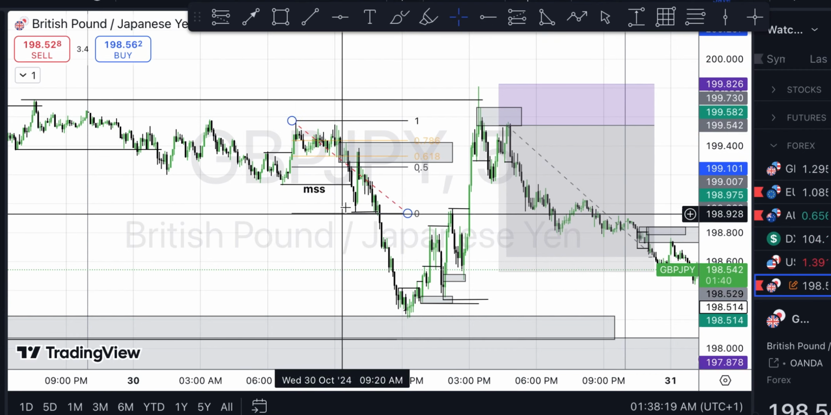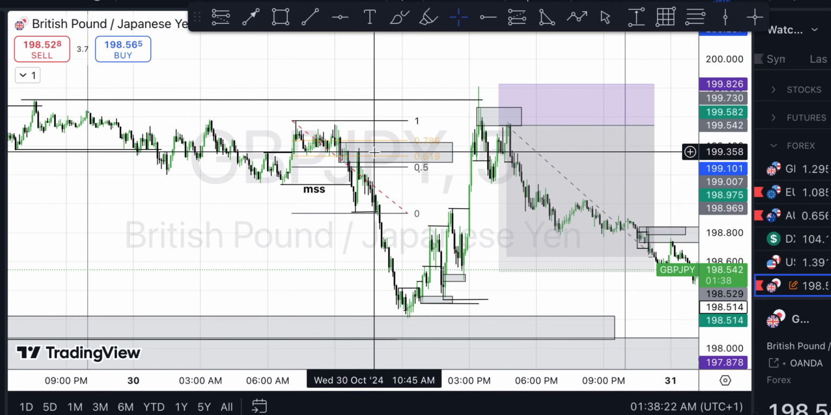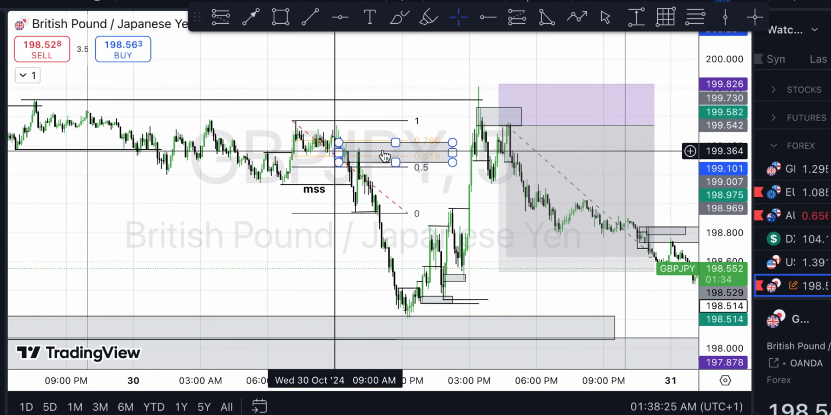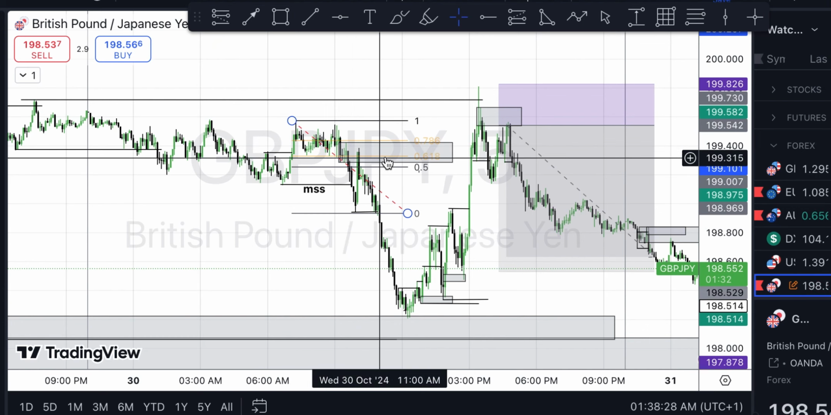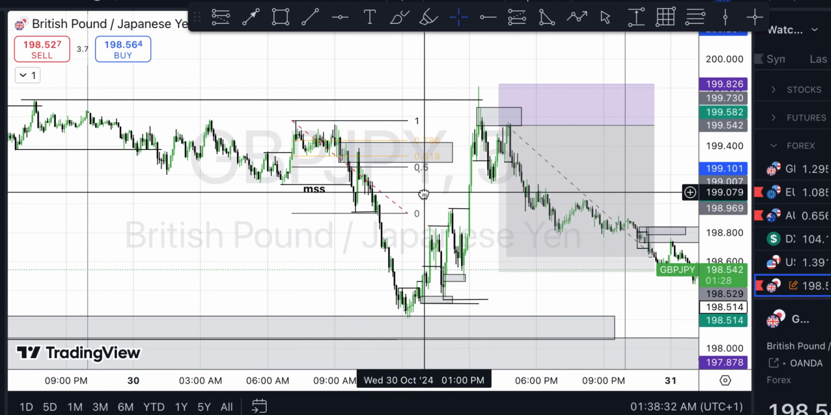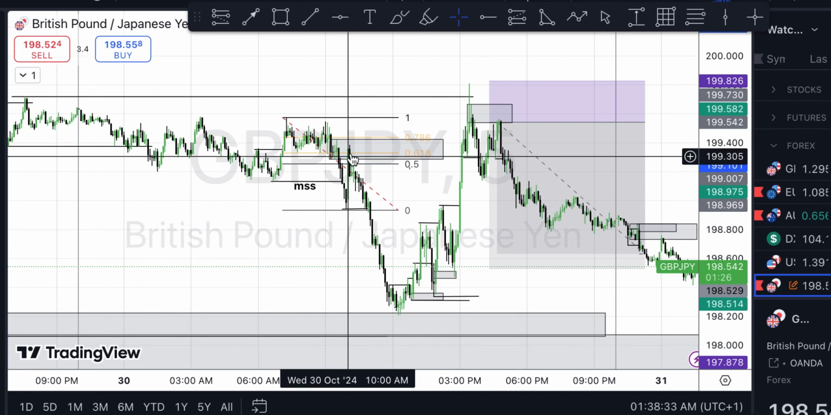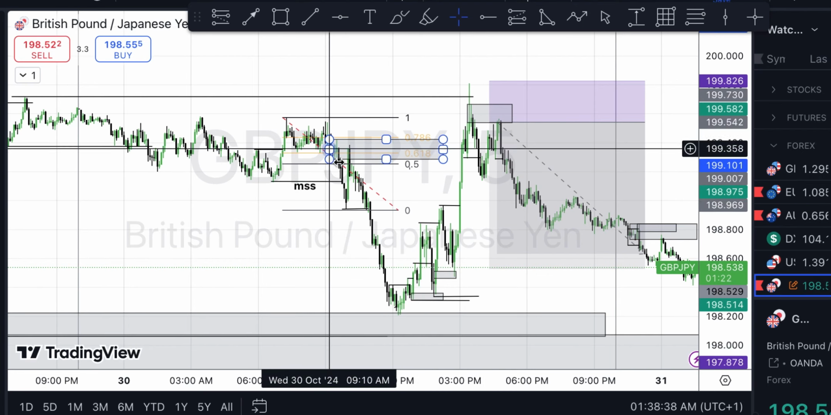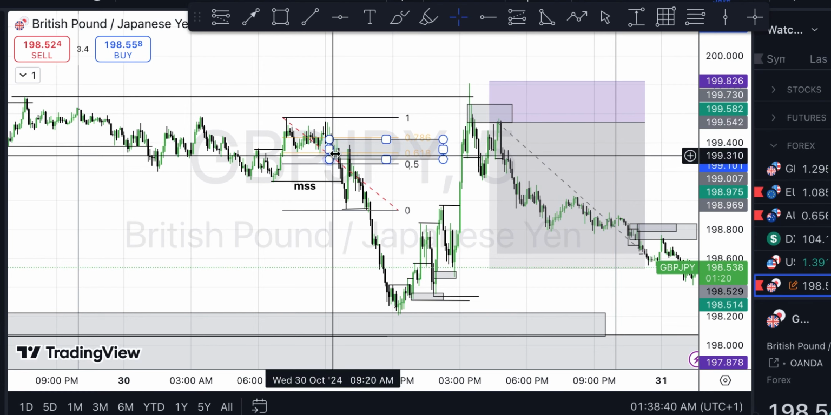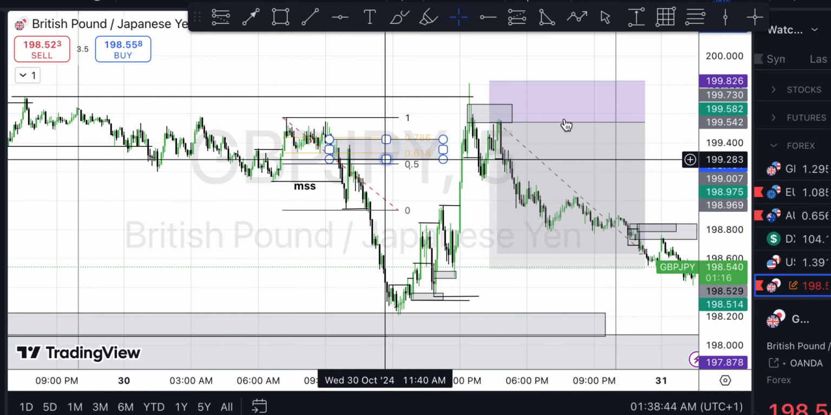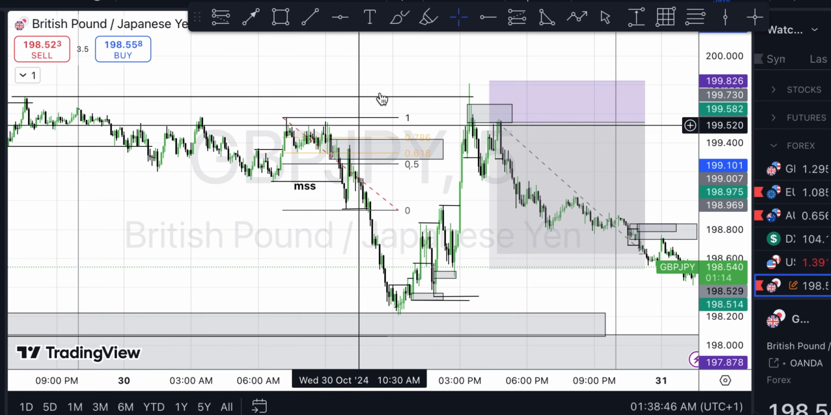So now look at this. After price does this market structure shift here, price retraces back to my 618. Once price gets to your 618, this golden zone is extra confluence, extra confirmation that price might really react out from that zone. So this is my other block here. This is the other block here that caused this low here.